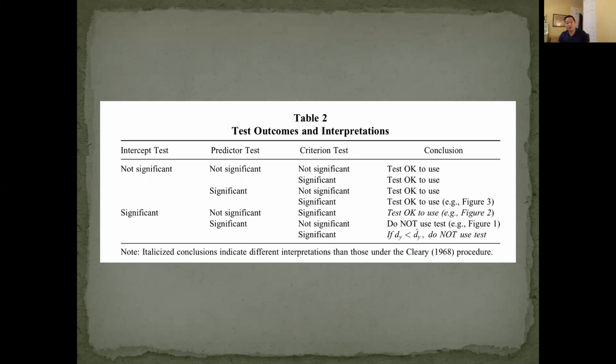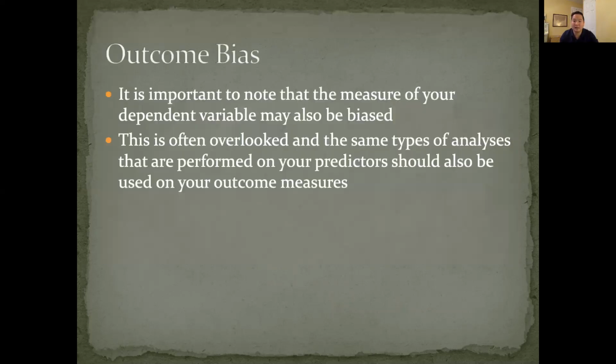What we'll end with next time is outcome bias. Right now we talked about predictor bias, basically. So this is all external methods of detecting bias, internal and external. External methods are predictor and outcome bias.